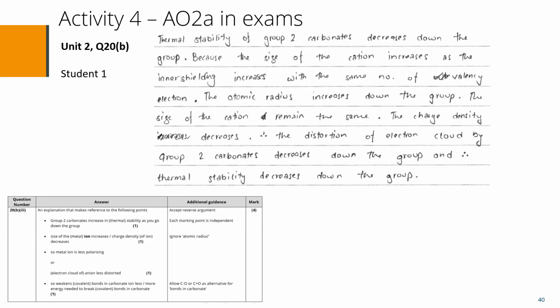Well, the only marking point that I can find that's worthy of credit is the third bullet point, which I'm going to call M3, for the distortion of the electron cloud decreases down the group. That's equivalent to anion less distorted. In the first sentence, the student says the carbonates decreases, so that is wrong, so they can't have M1.